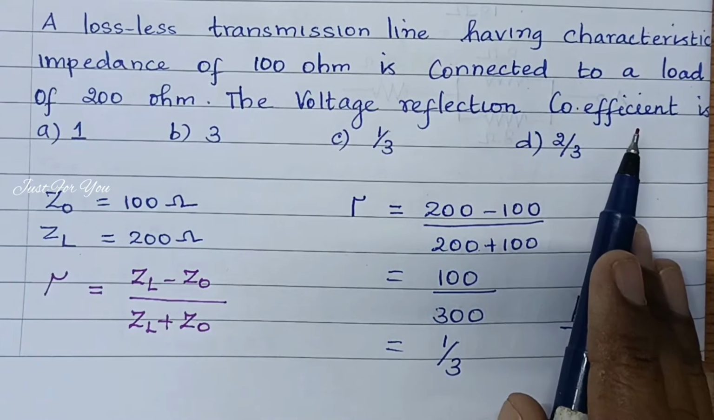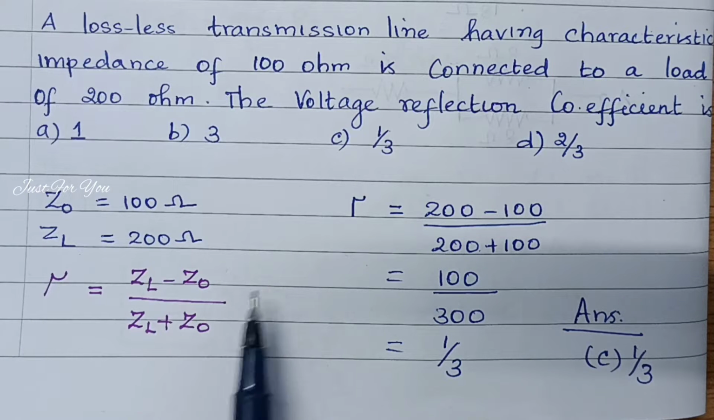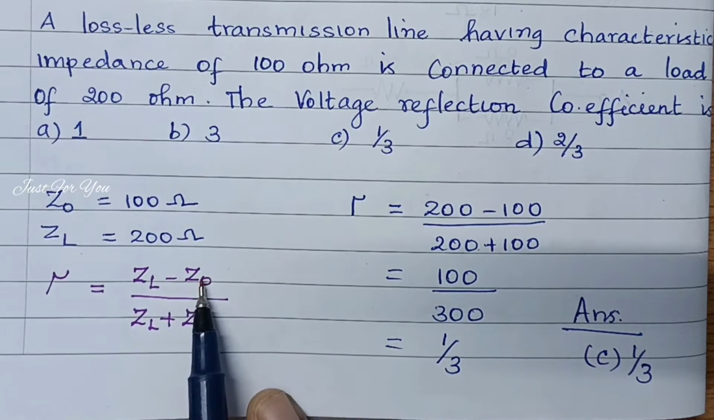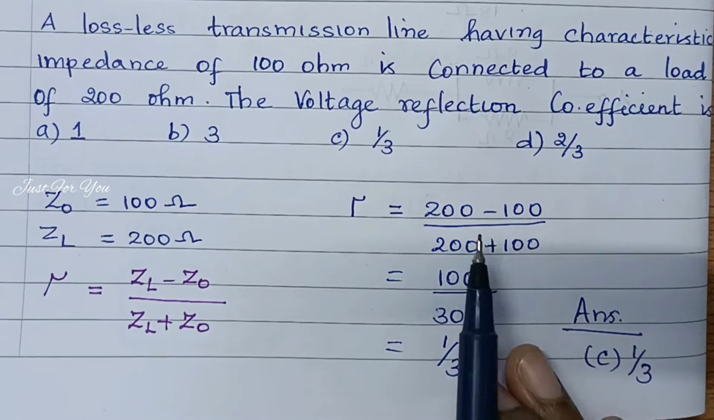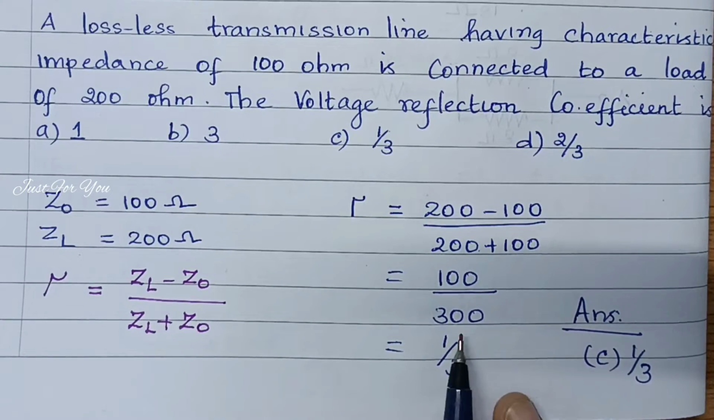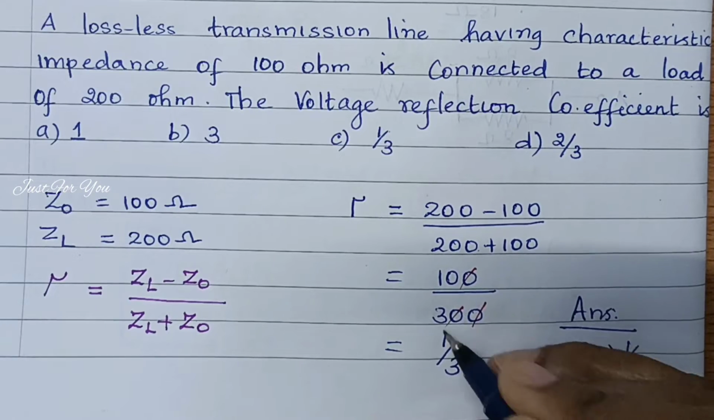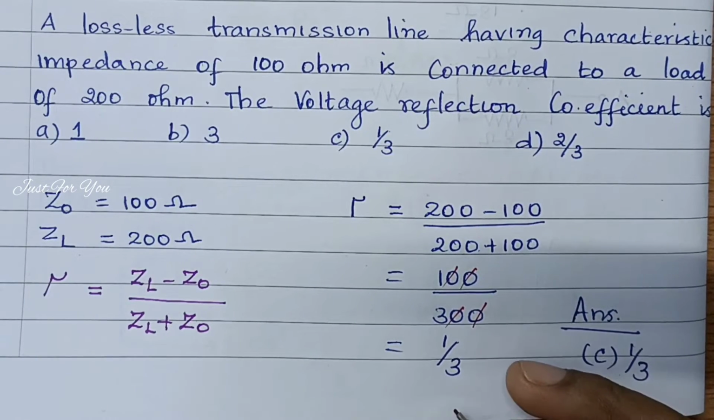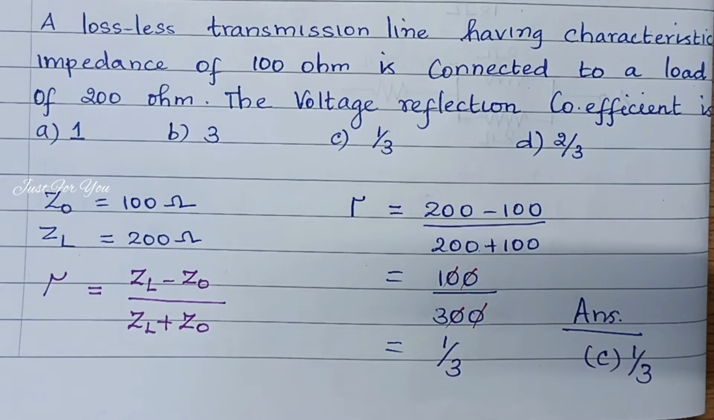What we have to find? Voltage reflection coefficient. The voltage reflection coefficient formula is rho is equal to (ZL minus Z0) by (ZL plus Z0). We know the value of ZL and Z0. For ZL we are substituting 200 and for Z0 we are substituting 100. So 200 minus 100 we get 100. 200 plus 100 we get 300. Then we can cancel this 0 and this 0, and we will be getting 1 by 3. So, the answer is option C, 1 by 3.